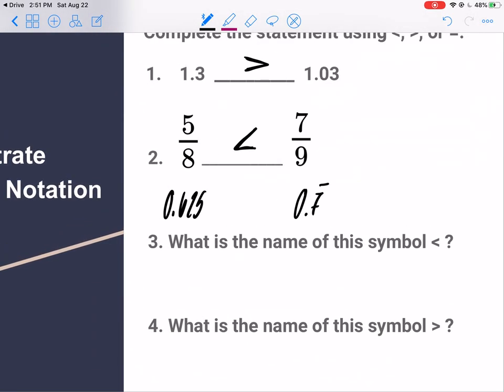Okay, what is the name of this symbol? This is the less than symbol. We read it left to right. And then this symbol is the greater than symbol. So we just used both of those.